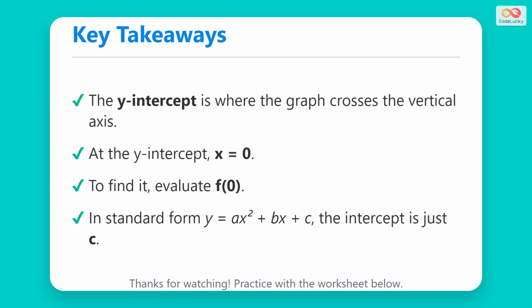To wrap up, remember these key points. The y-intercept is where the graph crosses the vertical axis. At this point, x is always 0. To find it, you evaluate the function at 0. And if your equation is in standard form, you can simply grab the constant term, c, as your answer.